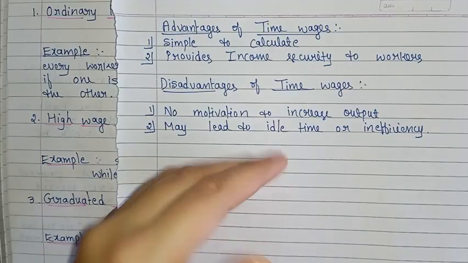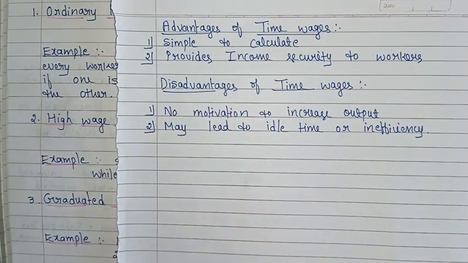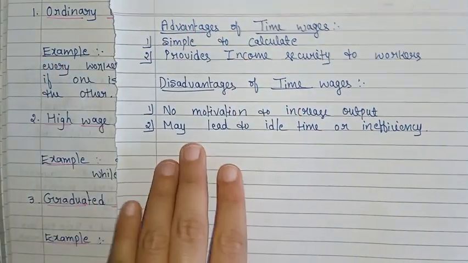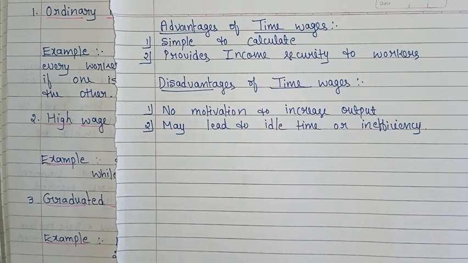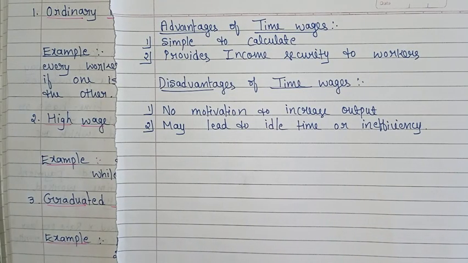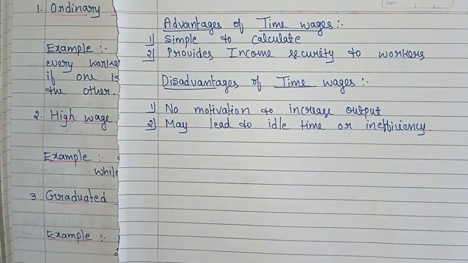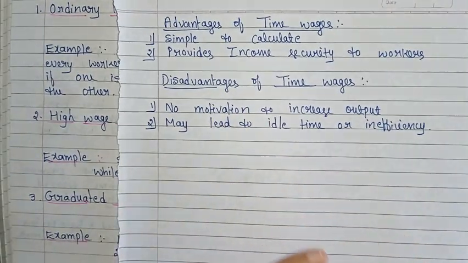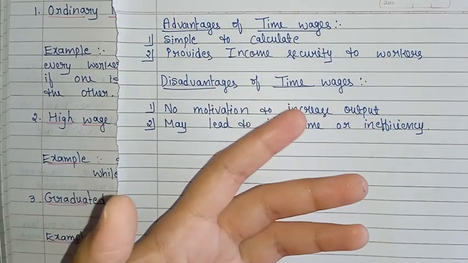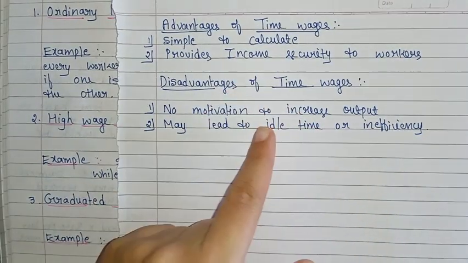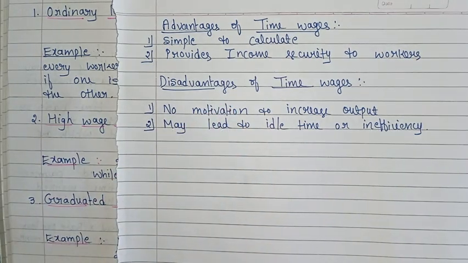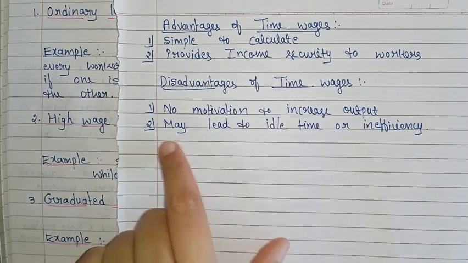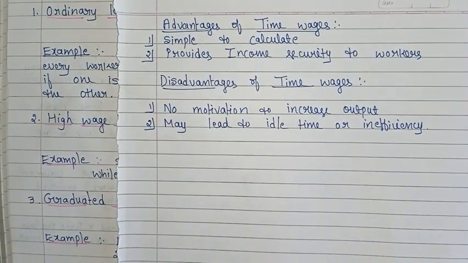Which reduces the motivation to increase the output. Clear? And the second one is it may lead to idle time or inefficiency. It means since earnings are not linked to output, workers may work slowly or waste time, leading to idle time, right? Or inefficiency in the time wage system. Clear? That is why it may lead to idle time or inefficiency.